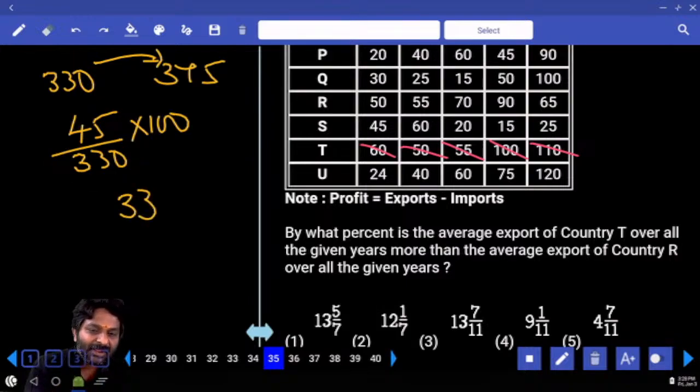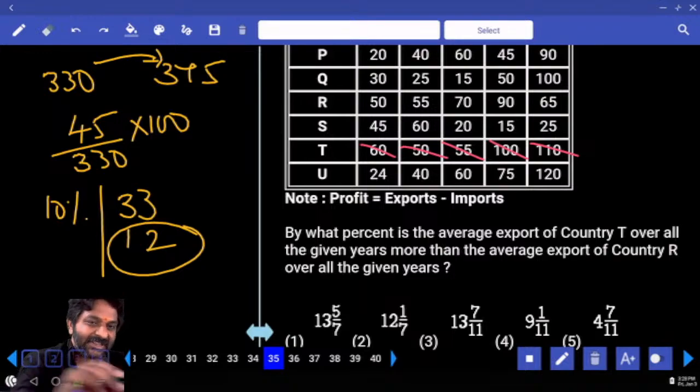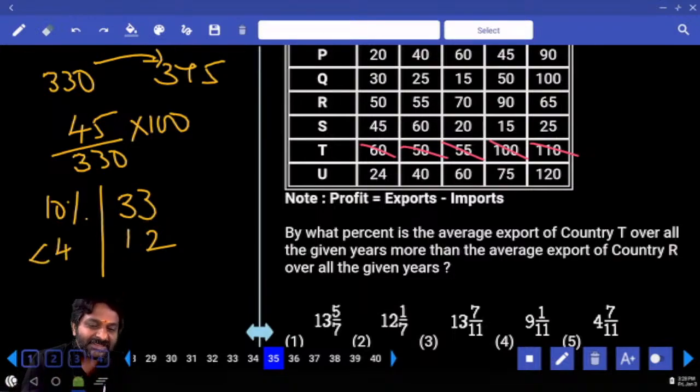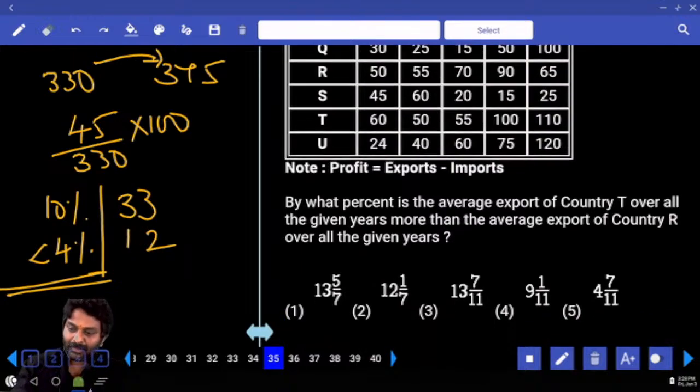Still, how much more do you need to add? 12. This is 10%, right? What is 1% of the denominator? Double, double. 13.2. And you don't have to add 13.2, which is less than that number, correct? That means this is less than 4% value. Then the total value is less than 14%. Go to options. How many options are there? 2 options are there, which are in 13s, correct?